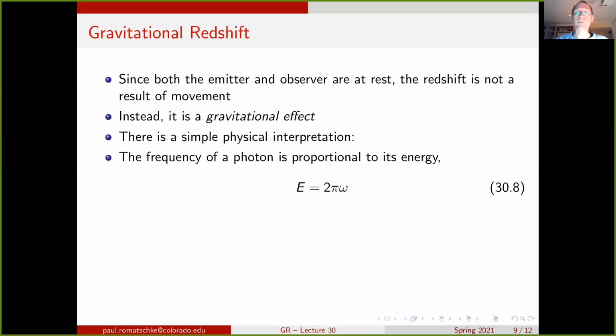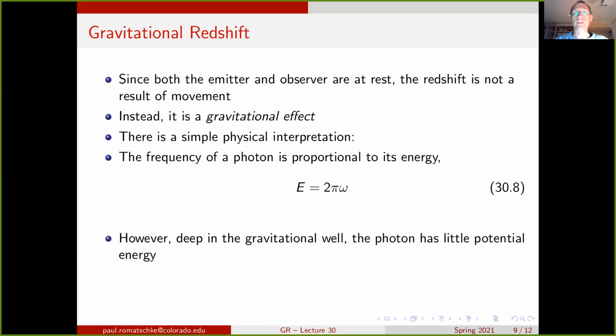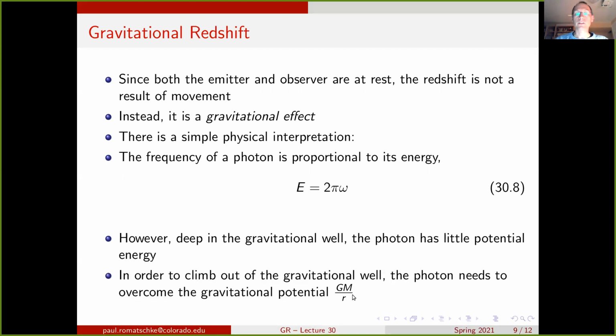So recall that a photon has a certain energy, and the energy of a photon is proportional to its frequency, omega, via this relation here. The energy of a photon is 2 pi times the frequency of the photon. However, if the photon is deep in the gravitational well, there's also potential energy that we have to add for the photon. In particular, if we consider a photon that's climbing out of a gravitational well, there is a gravitational potential GM over R that will lead to a potential energy for the photon that's negative.